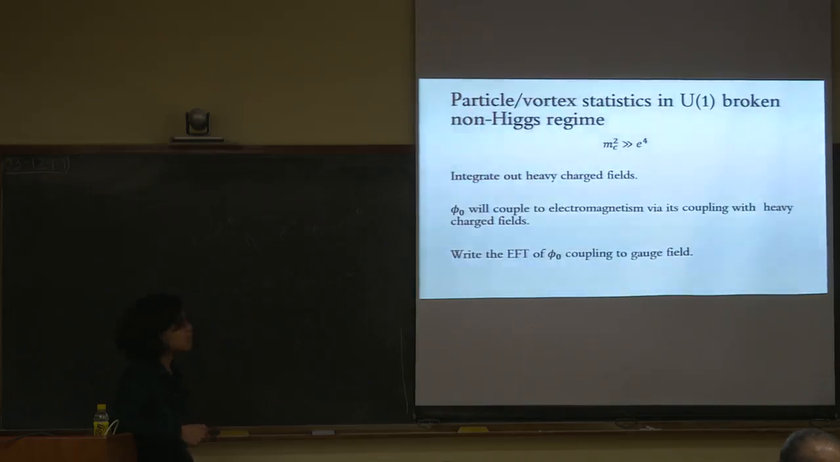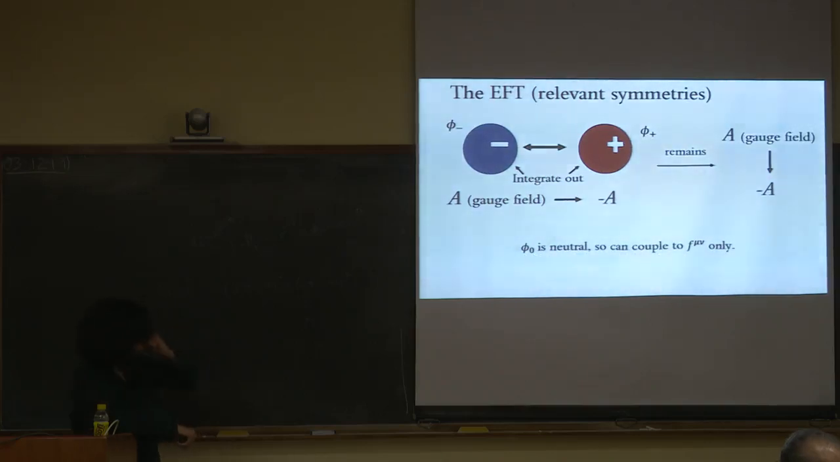Okay. So now I want to write down the effective field theory. When you want to write down an effective field theory, you should keep in mind the symmetries you had in the UV theory. So this is the most relevant one actually. I have a symmetry that interchanges phi plus with phi minus and A going to minus A. So that's my flavor permutation symmetry.